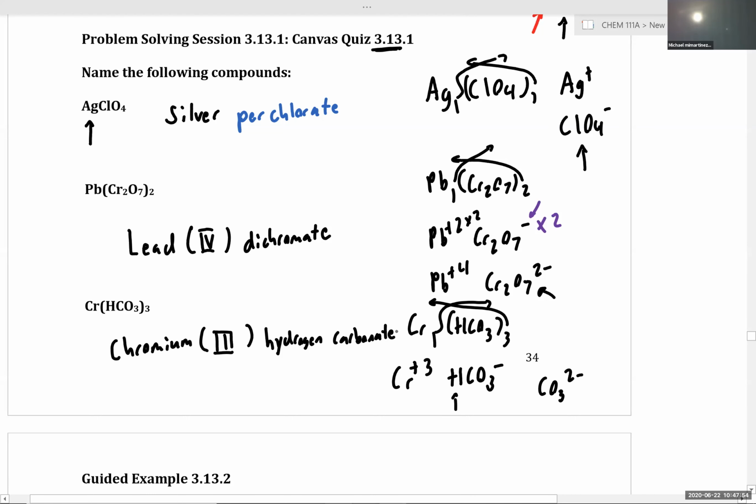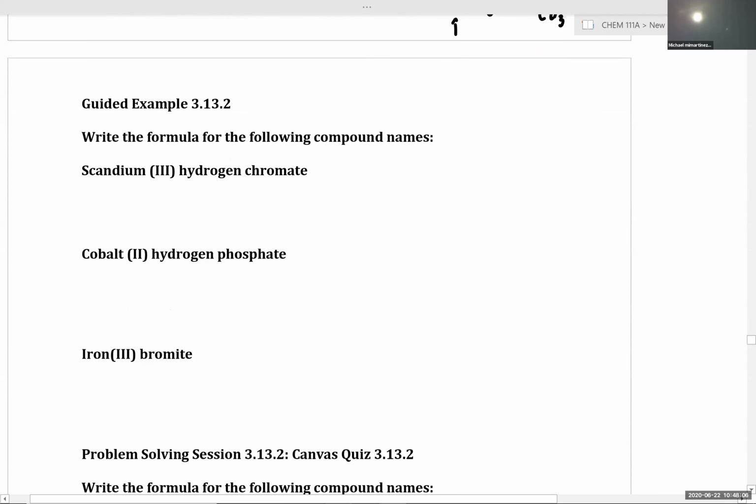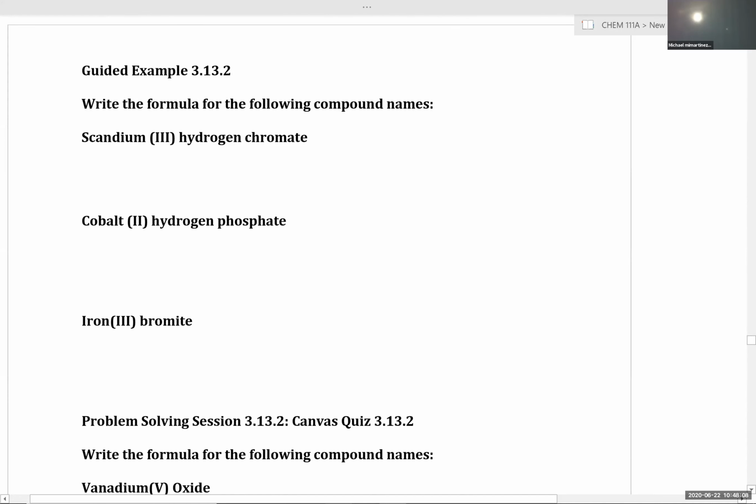Do these examples make sense so far? Any questions on these examples? If not, let's continue on. Now, this next skill is very important because in word problems, I'll be giving you the formulas as text descriptions. So then you need to be able to go from the name of a compound into the formula. So let's do just that.